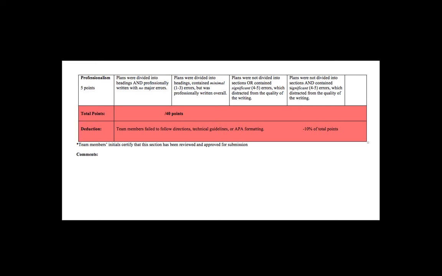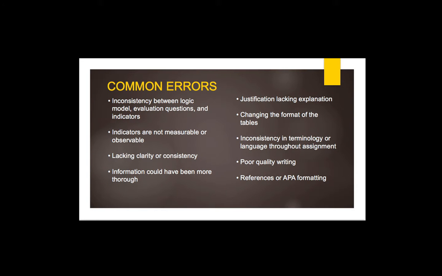As always, there will be a 10% deduction of total points if team members fail to follow directions, technical guidelines, or APA formatting. Now that we've discussed the rubric, here are a few common errors. Review these so that you and your team members do not miss points. An inconsistency between the logic model, evaluation questions, and indicators. Indicators are not measurable or observable.